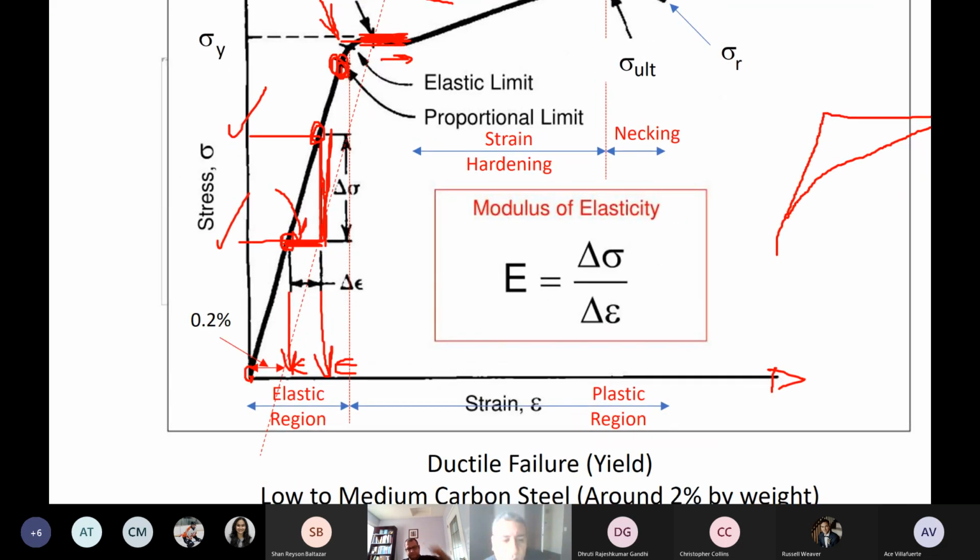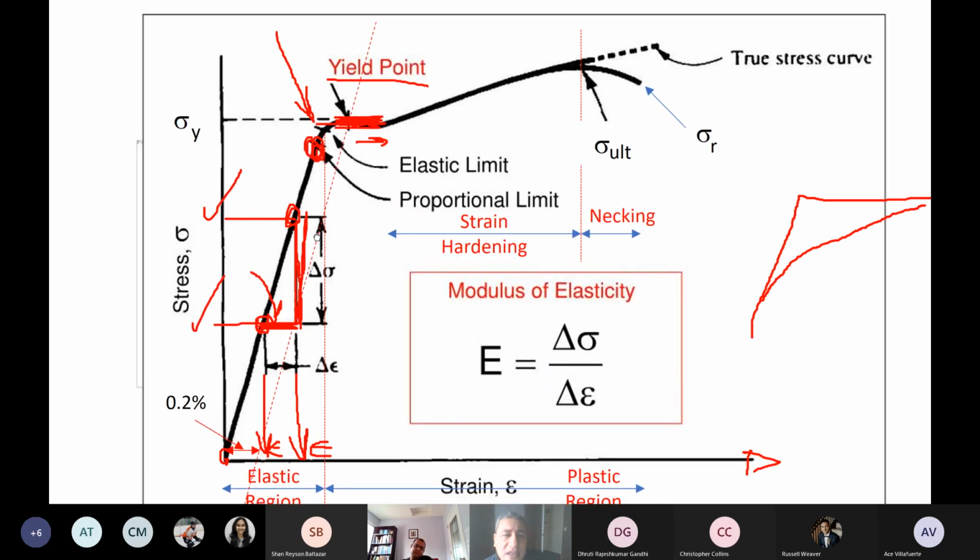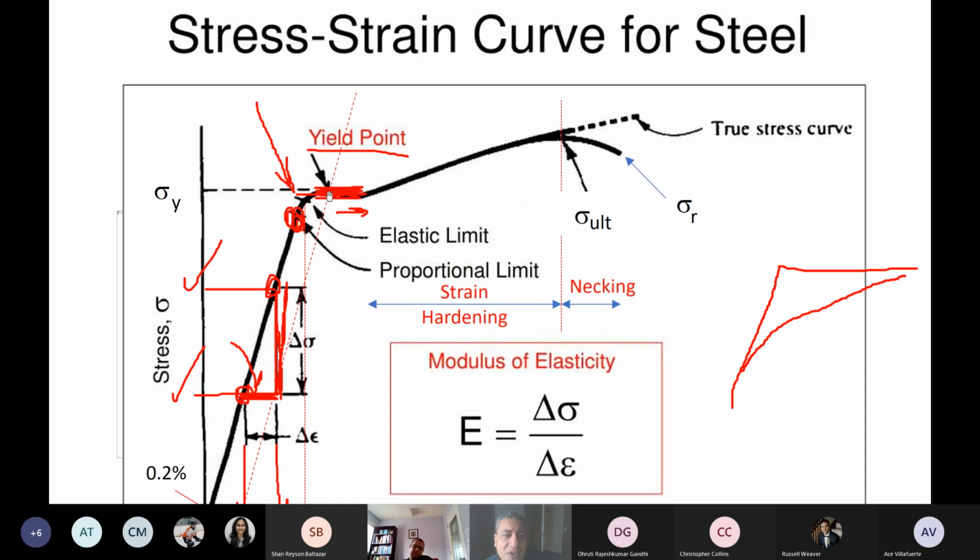In order for you to find the yield stress, you want to go here on the horizontal with a value of 0.2% on the strain. Then draw a line which is parallel to the first line. You can see this red line right here. When this dotted line hits the curve, then go horizontal and you can read the sigma y. What is sigma y? It is the yield stress.